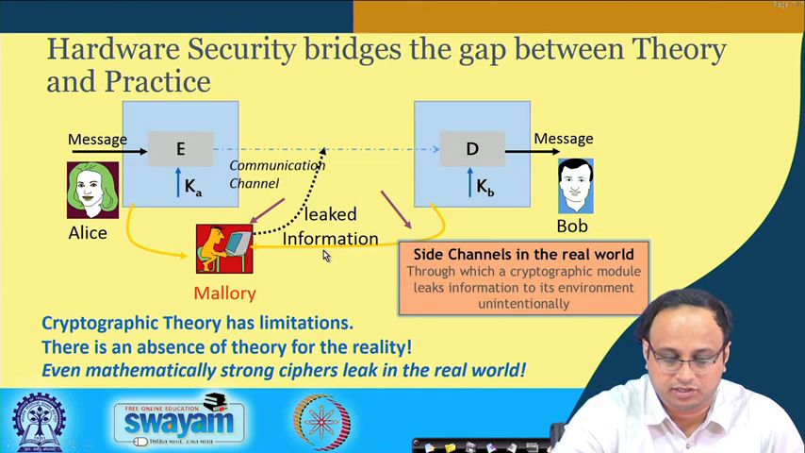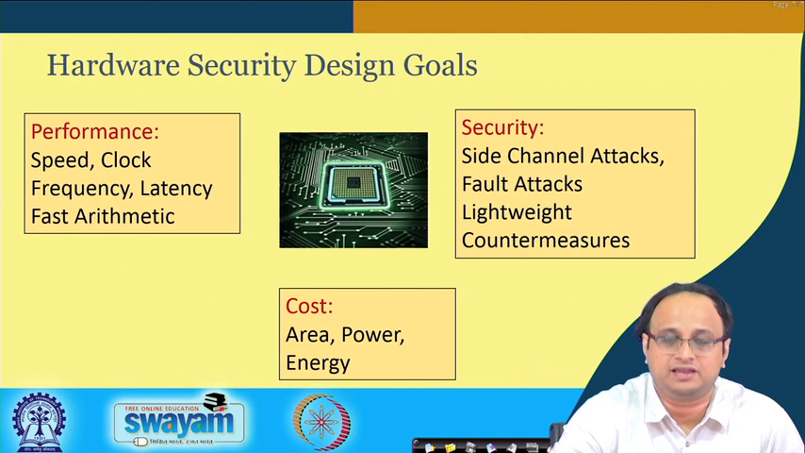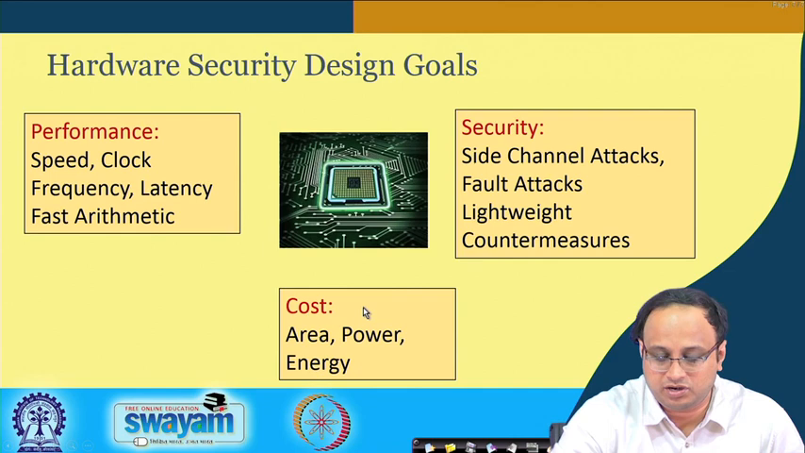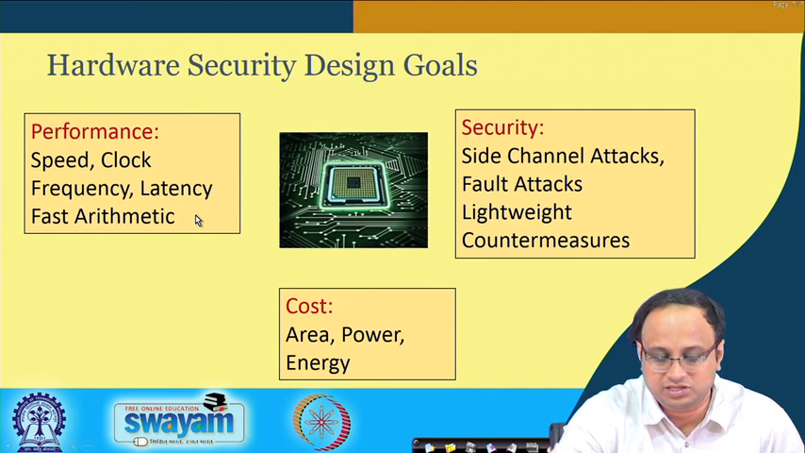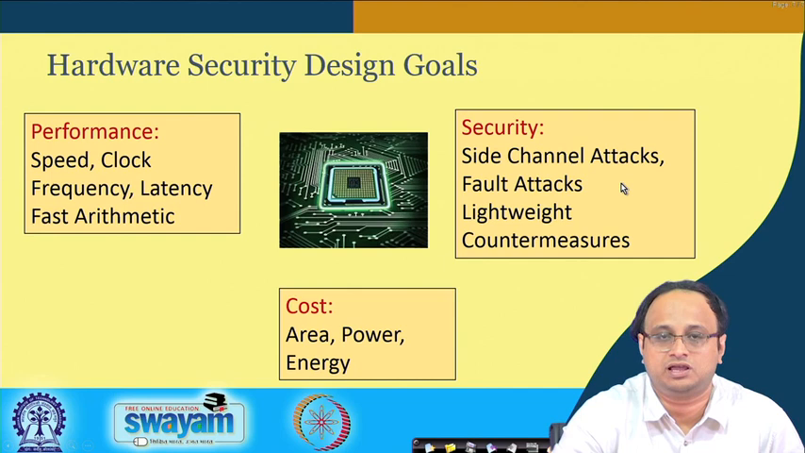So, there are several goals which we will try to address in our course in due time. We of course need to take care of performance, which is one of the most important reasons why we have hardware, because we want to make our designs more efficient. So, we want to take care of speed, clock frequency, latency, do fast arithmetic, and bring parallelism into our computations. But at the same time, we have to take care of other things. Another very important thing, probably more so in today's world of Internet of Things and cyber physical systems, is that we need to make our designs lightweight. So, we need to make our designs consume less area, low power, low energy and so on. But even with these constraints, we cannot compromise on security, because if security is compromised, then the entire technology will collapse.